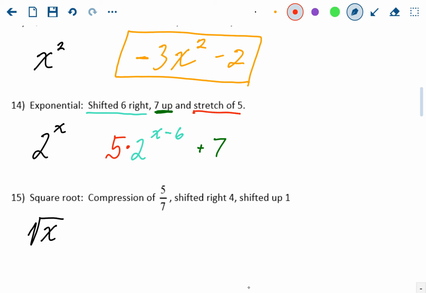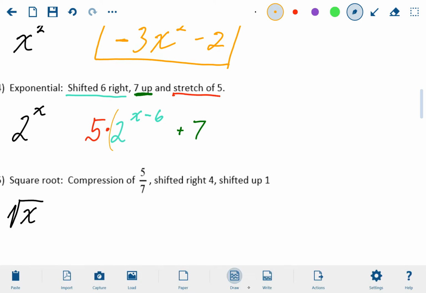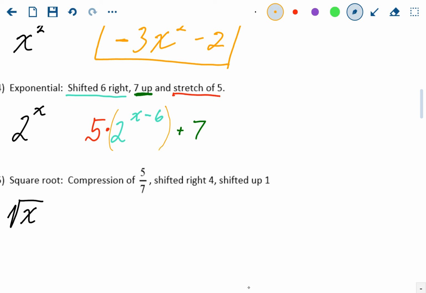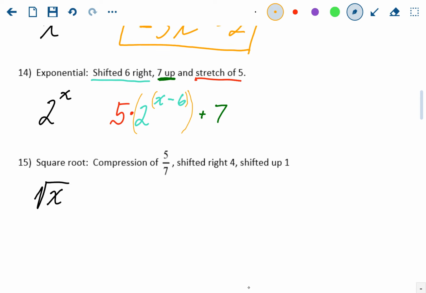Now what you can't do, you cannot make this 10. You can't do 5 times 2 because the order of operations says you'd have to evaluate the exponent first. So it's separate. So you might see it with parentheses. The whole function is inside parentheses and the inside part is inside parentheses. You don't need those, but it's just another way of seeing it.